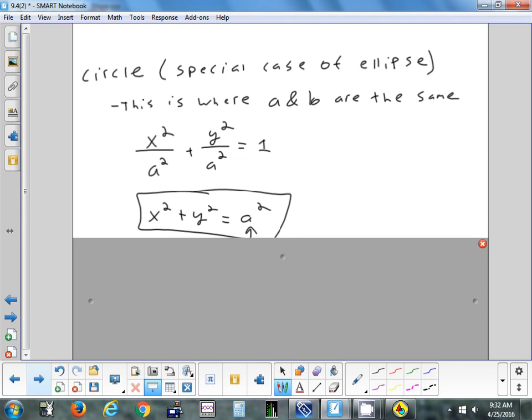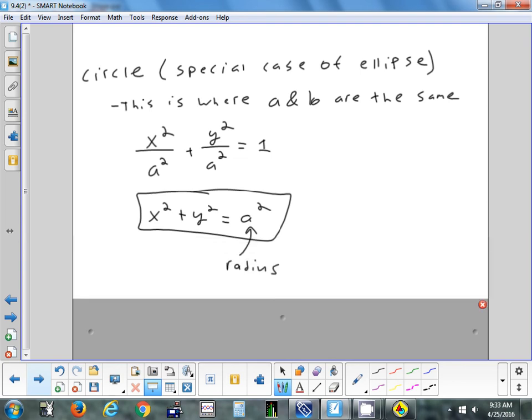And for A, when we write it as a circle, they usually don't use A and B. They usually use R. Anybody have a guess what R would stand for? Radius. Yeah, it's the radius. Okay, and that's all I'm going to say about a circle. We're not going to study it anymore. So I just want you to think a circle is a special case of an ellipse where both denominators are the same.